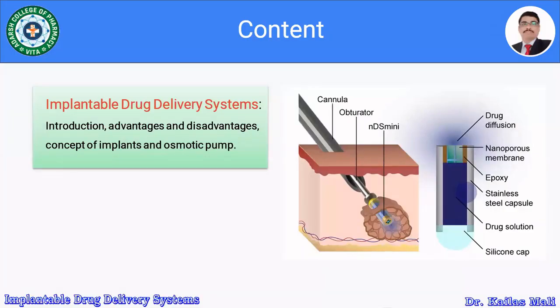So in the implantable drug delivery system, we are going to discuss the introduction, advantages, disadvantages, concept of implants and the osmotic pumps. Let us see the learning objectives which I have set for the implantable drug delivery systems.